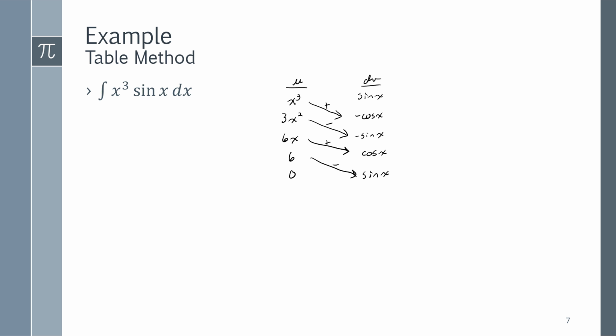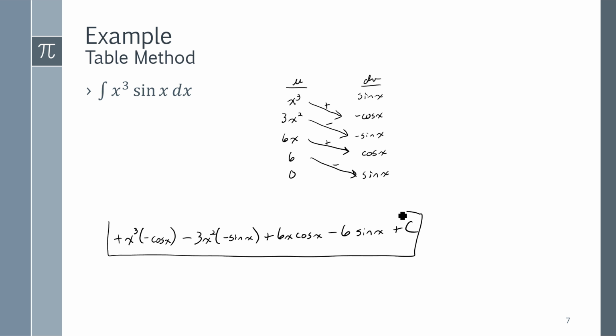So I have plus the x cubed times negative cosine of x, minus 3x squared times negative sine of x, plus 6x cosine of x, minus 6 sine of x, and plus c because it's an indefinite integral. And that is much, much faster, because otherwise this would have taken three of the formal ways of doing integration by parts.